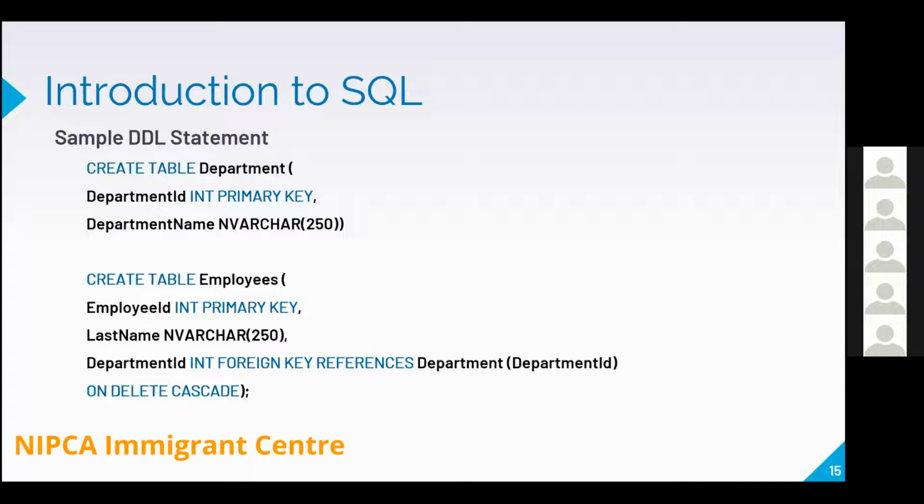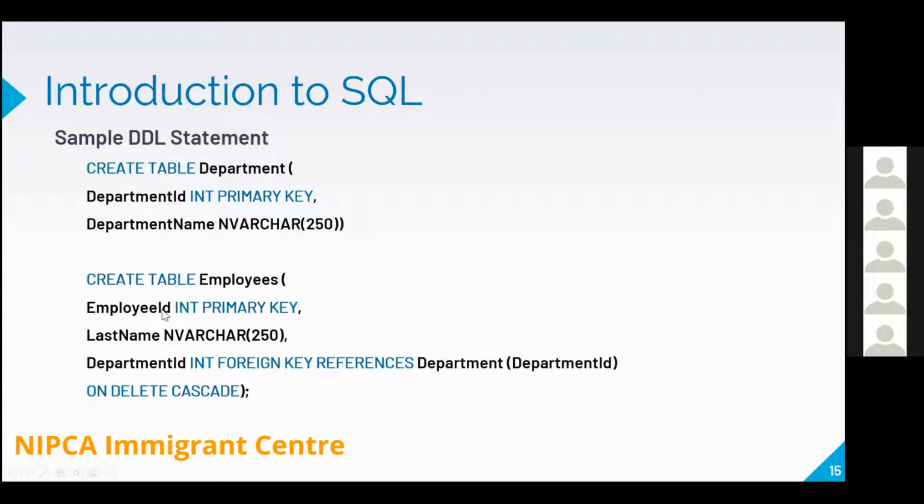The second table here is create the employees table. Almost the same syntax. The only thing here is we have a department ID column, right? And we have the data type as int, and we said it's going to be a foreign key referencing the department ID in the department table. So it references the department table and then the department ID column. And then we also have something called on delete cascade. So there are other options: on delete set null, and then there's on delete no action, which doesn't do anything.